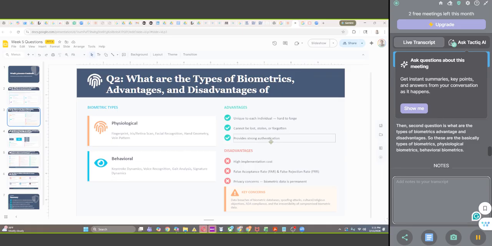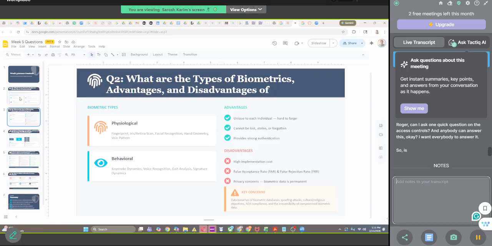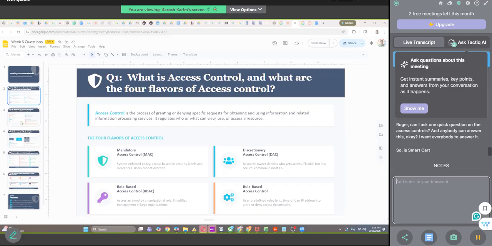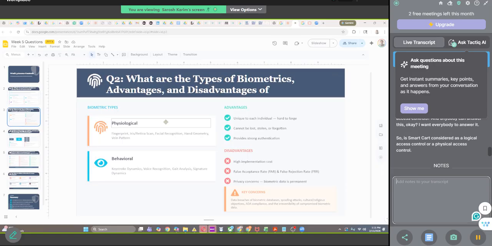Can I ask one quick question on the access controls? Anybody can answer this. I want everybody to answer it. Is a smart card considered a logical access control or a physical access control? Anybody can answer it. It will be physical. Physical. Smart card.